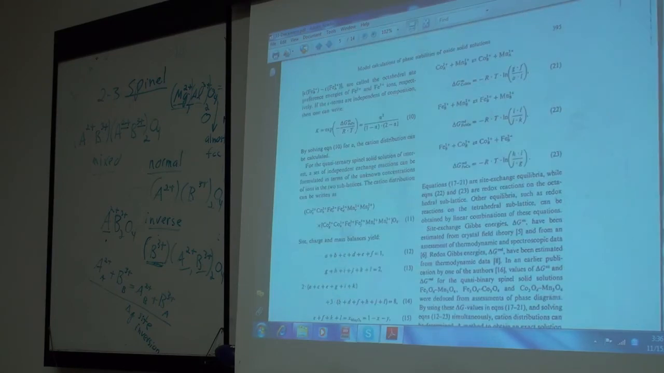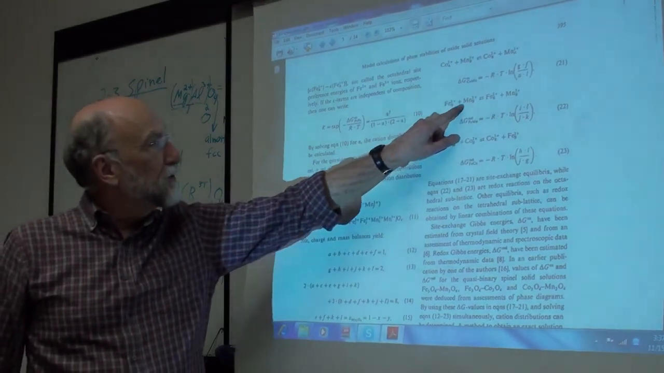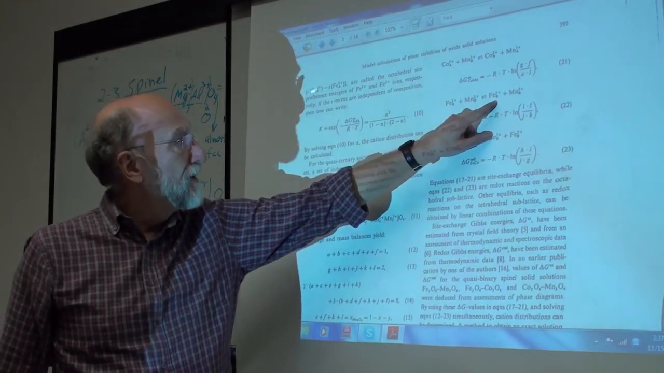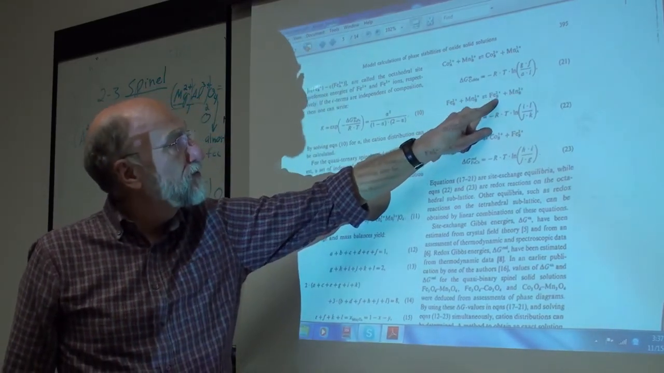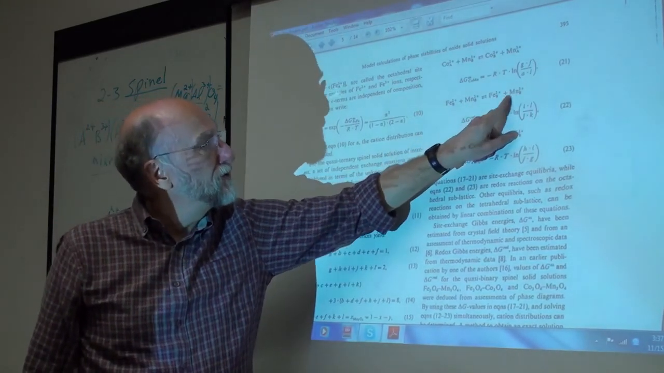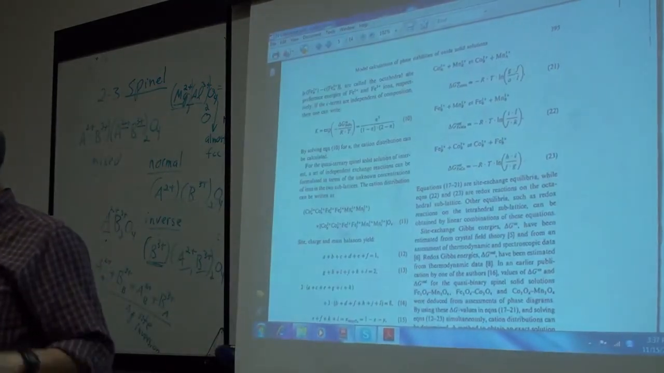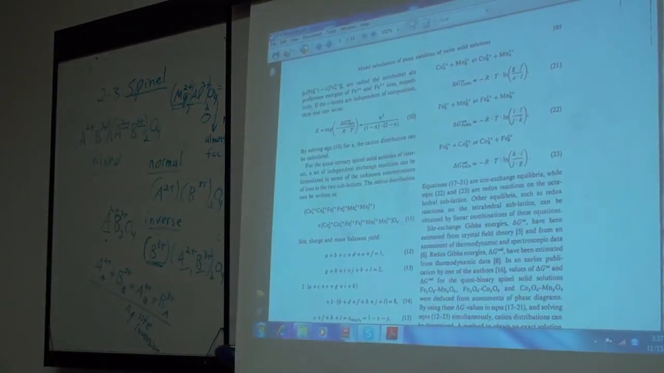And if you think about it, we actually end up having exchange equilibria that are redox reactions. So we have iron and manganese, all on the B sites. So these are all on the same sites, but this is iron 2 and manganese 3 on the B sites forming iron 3 and manganese 2 on the B sites. So you've got a redox reaction on the A sites, and you have a redox reaction on the B sites.